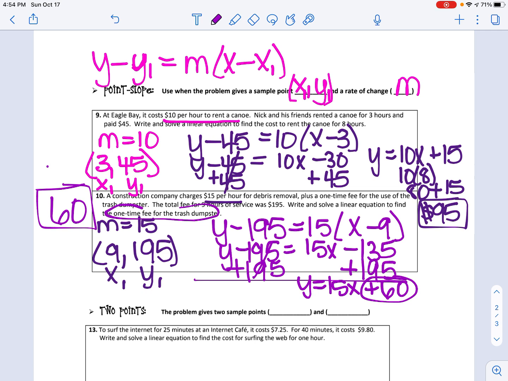Okay, I'm going to make another video with the last type of equations. So I'm going to go ahead and pause it here, stop it, and then make another video.